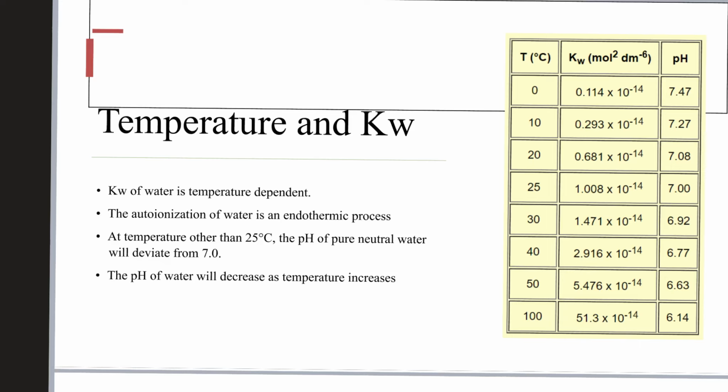So as you add heat into the system, the Kw will increase. And as the Kw increases, the pH will decrease. If you do the calculation, you'll definitely see that. And I'll show you that a little bit later.